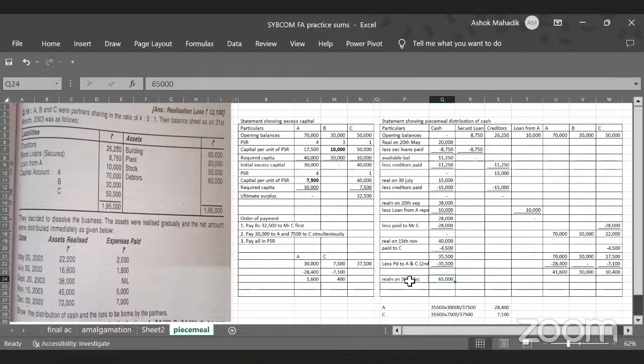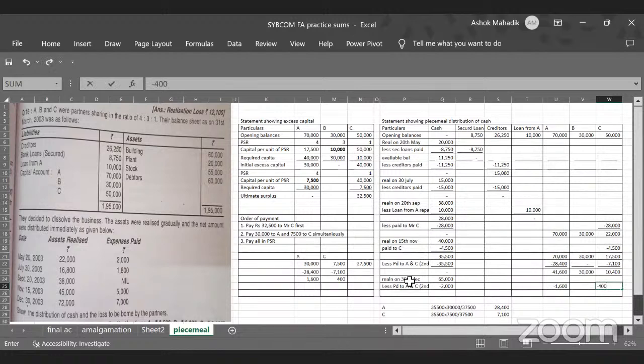So first we clear this pending balance of A and C. How much is it? 1,600 plus 400, so 2,000. Okay. We'll pay them. In the next line we have to write less paid to A and C as per second relation. How much? In all, 2,000 will be paid. To A we will pay 1,600 and to C we will pay 400.